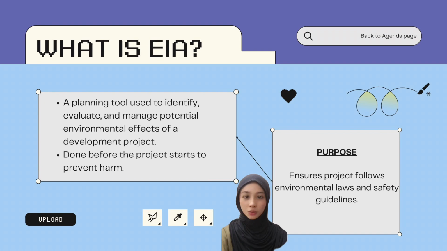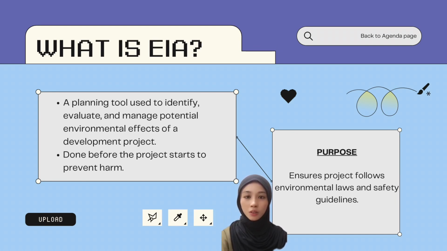Let's start with the basics. What is EIA? EIA stands for Environmental Impact Assessment. It's a planning tool used to identify, evaluate, and manage any potential environmental effect from a development project. The key point is that EIA is done before the project starts. It helps to prevent environmental damage from happening in the first place.